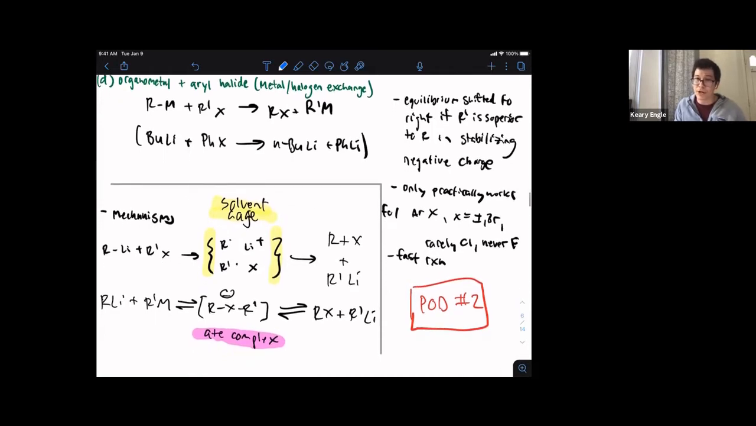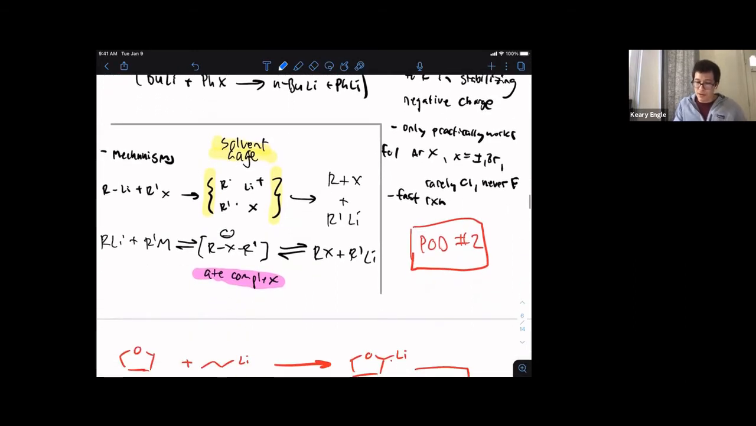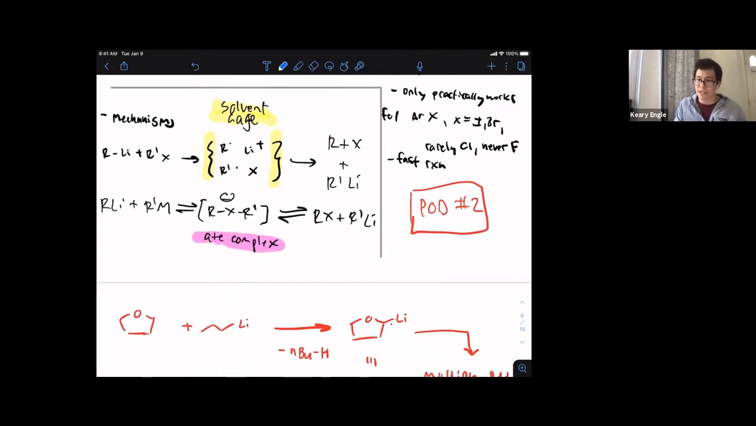And again, an important consideration is the overall thermodynamics of this process, and thinking about having R groups that are more favorable for stabilizing negative charge as a thermodynamic driving force. One of the things I realized that I didn't go over, but I anticipate there might be some questions about, so I just wanted to draw your attention to the mechanism by which these metal-halogen exchange reactions can take place.